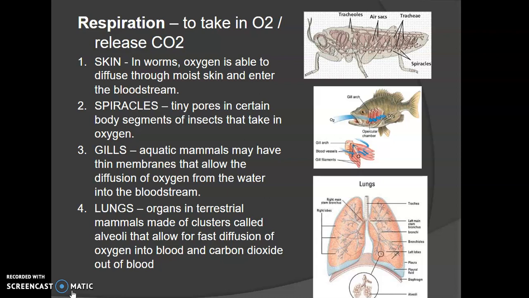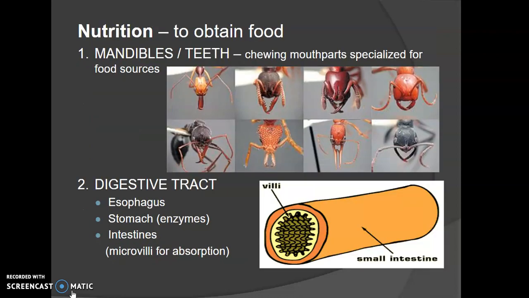So when your lungs fill up with oxygen, it goes into those little grape-like structures and then diffuses into the arteries and capillaries that surround those structures. And carbon dioxide diffuses out of the blood and into those structures. So when you exhale, it comes out of your lungs. Next, we have nutrition, which involves obtaining food. So some animals have mandibles or teeth, which of course are chewing mouth parts that are specialized for particular food sources.